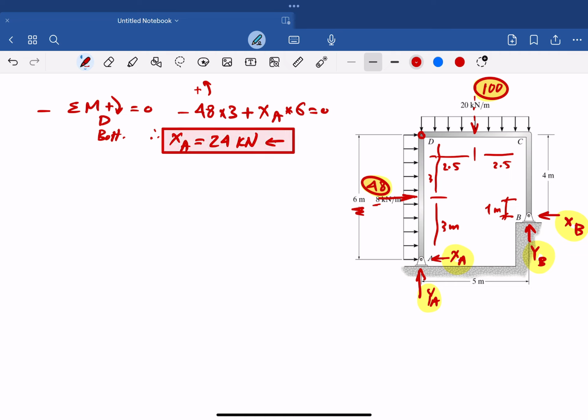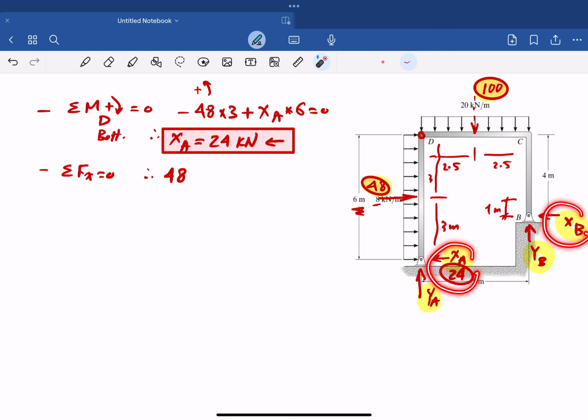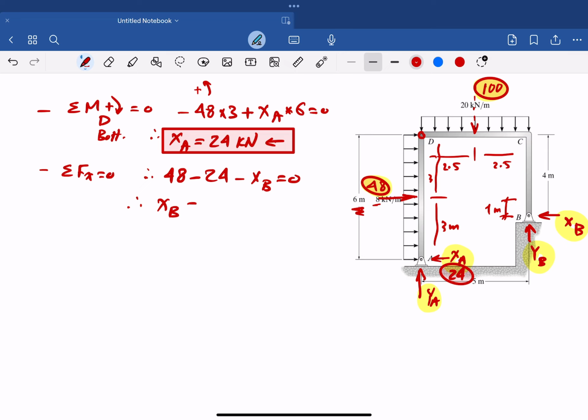This will be our first unknown, which is the X at A. It is 24 kilonewton. This is X at A. Now, once we get the X at A, we can get summation of Fx equals to 0, and therefore we have 48 kilonewton, which is this one, minus 24 minus X at B equal to 0. So minus 24 minus X at B equal to 0. And from here we can get X at B equals 48 minus 24. It will be 24 kilonewton going also to the left side as we assumed.